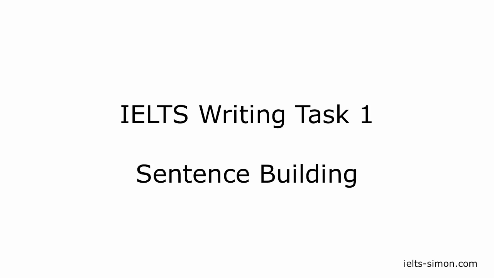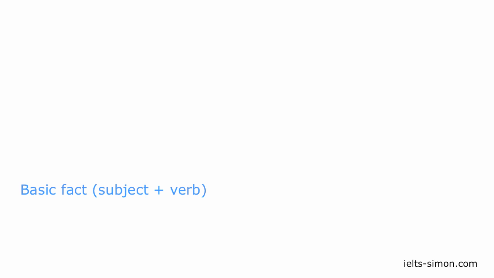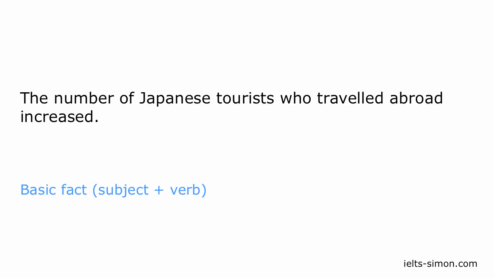So to start with, we take a basic fact from the graph or chart that we're looking at. So the basic fact will be a short sentence with a subject and a verb. Here's an example. The number of Japanese tourists who travelled abroad increased. Subject, the number of Japanese tourists who travelled abroad, and the verb increased.